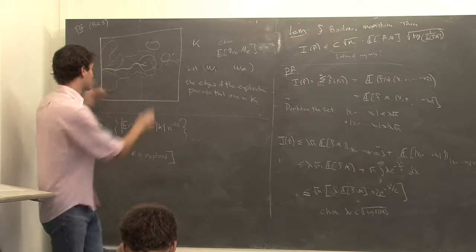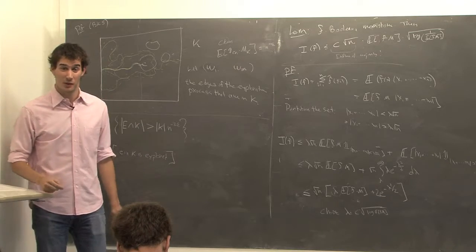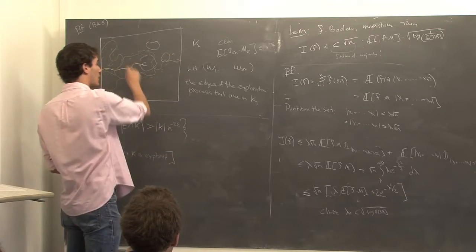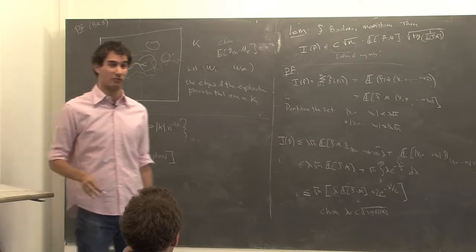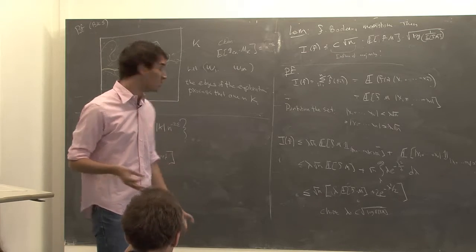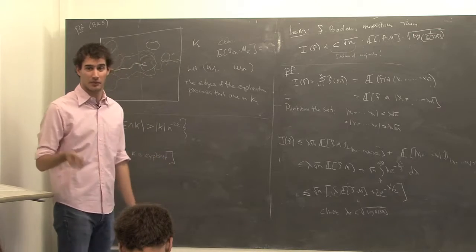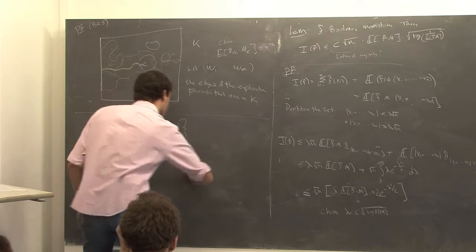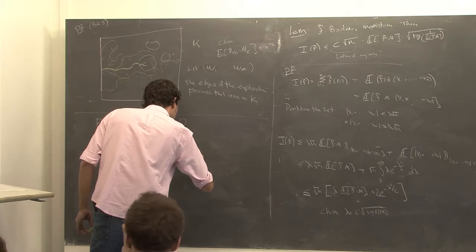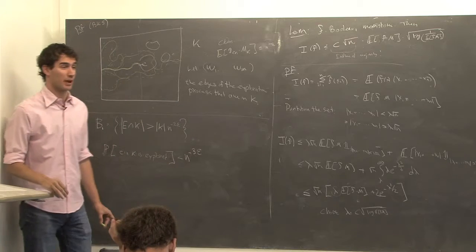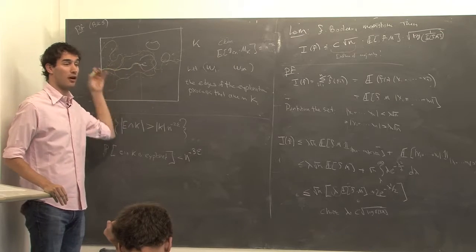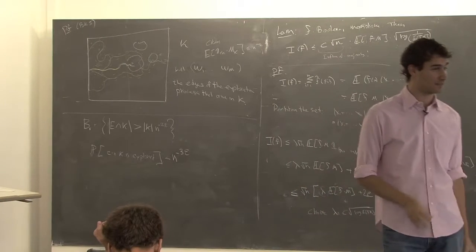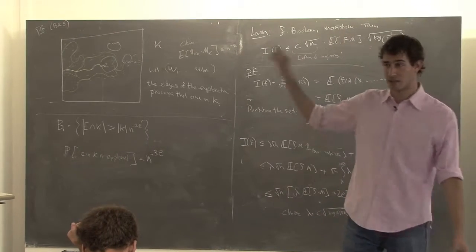Now, this distance is at least n over 2. So by Russo-Seymour-Welsh theory, we know that the probability of this event is small. How small? Polynomially small. By just considering annuli around it, we have a constant chance of blocking in each annulus. So there exists some epsilon, in fact I'm going to say 3 epsilon because I know what I'm going for, such that the probability here is at most n to the minus 3 epsilon. This is just because of the one-arm exponent of critical percolation. We can do much better in general, but for now, all I want is 3 epsilon. And you can get this by very basic Russo-Seymour-Welsh.